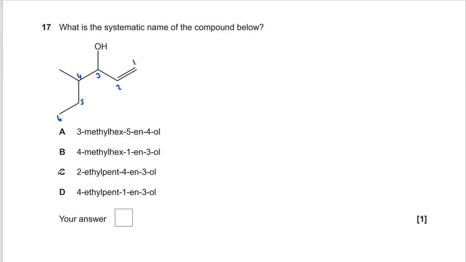Okay, so I'm going to rule out anything that's got pent in the name. So it's not C, it's not D, because they've got pent in the name. The longest chain is 6, so it's got to be hex.